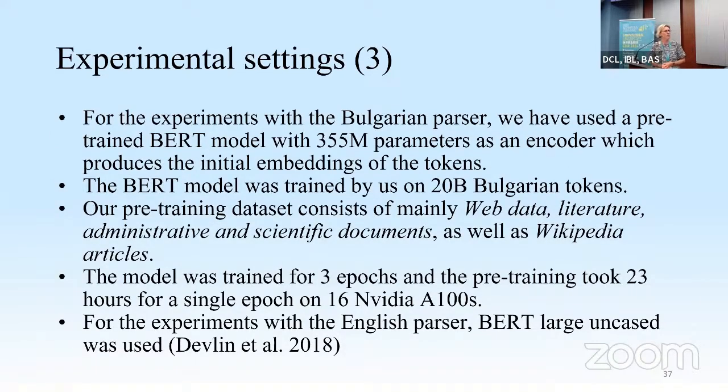Okay, so here you can see the experimental settings, the pre-trained model with what parameters and encoders and so on. How many Bulgarian tokens there are. So the pre-training dataset consists of mainly web data, literature, administrative and scientific documents, and also Wikipedia articles. And you can see how many epochs and so on. Yeah, I will not read them, but they are there.